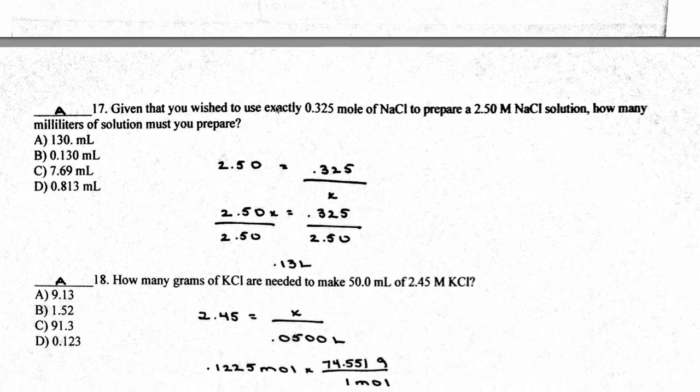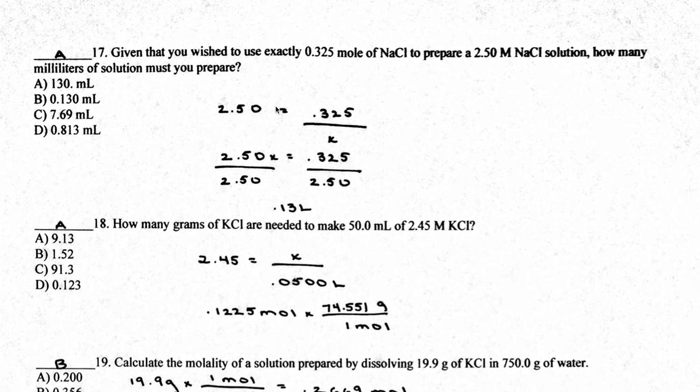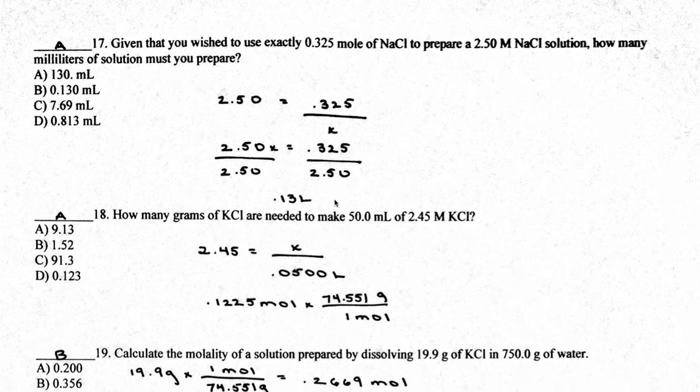Okay? For 17, how many milliliters of solution must you prepare? So I know what concentration I want. I know how many moles I need, so I'm going to plug this in. So there's my molarity, there are my moles. I'm solving for X. Now, the answer I get is 0.13 liters of solution, but I'm asking for milliliters. So you need to crisscross swoosh if you have to, multiply by 1,000 because the mLs go on top, or just recognize the fact that you've got to move the decimal place over 3 places. So if you can do that in your head, awesome. If you can't, you've got to show your work.